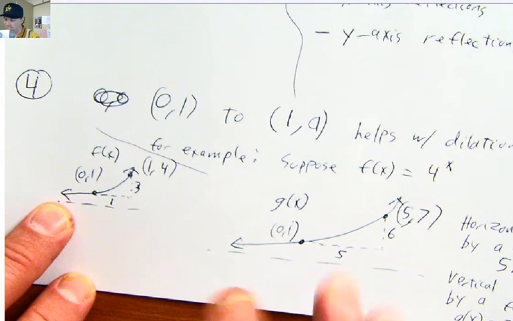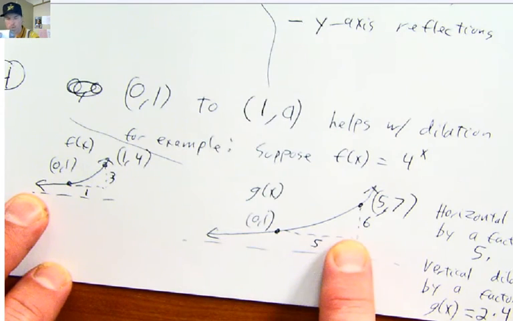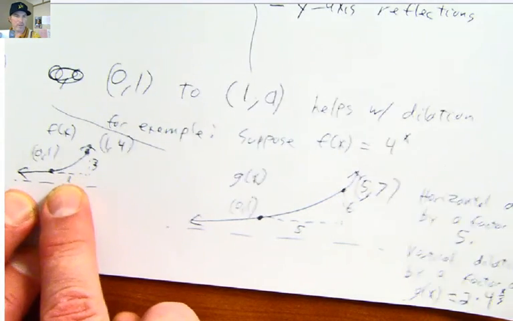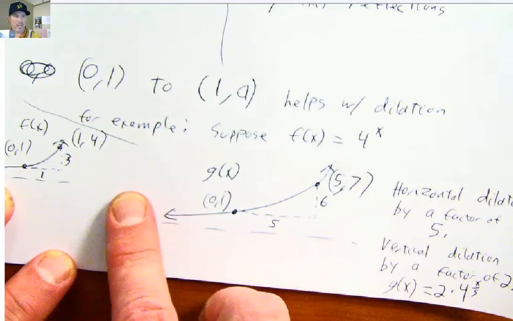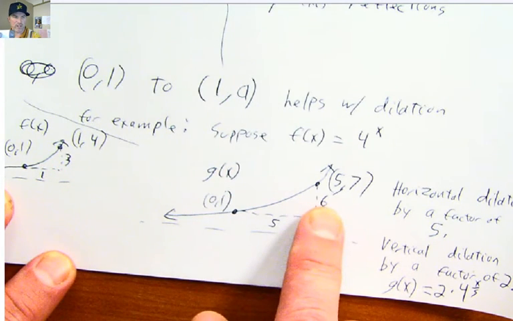But I know that this is a 4 to the x graph. Well, in this case, it traveled 5 horizontally and 6 vertically. So that's a multiple of 5. So this is a horizontal dilation by a factor of 5. And usually it goes vertically 3, but in this case it went vertically 6.